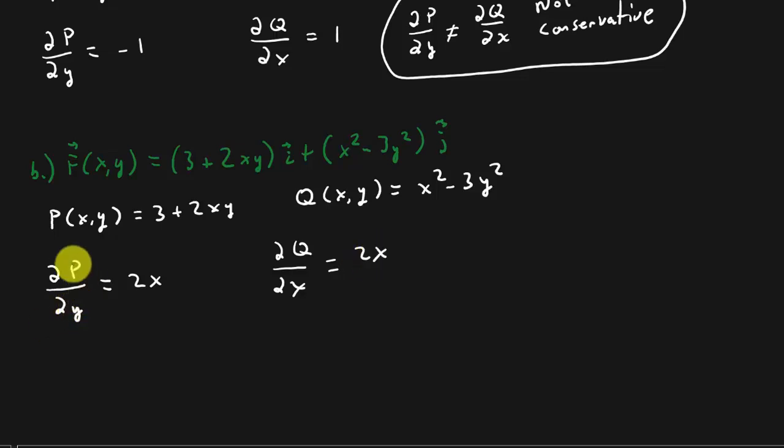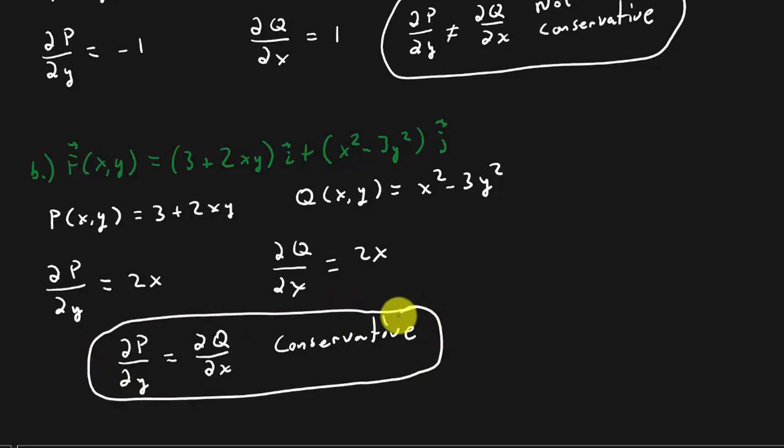Now remember, when you take the partial with respect to y here, of course, the derivative of 3 is 0. And then remember, the x is a constant. So this is just 2x. And when we take the partial of Q with respect to x, well, remember the y term is a constant, so that derivative is just 0, and then that's 2x. So we have the partial of P with respect to y is equal to the partial of Q with respect to x. So this is conservative. Okay? All right. So we determined if the vector field is conservative or not. That was that example.